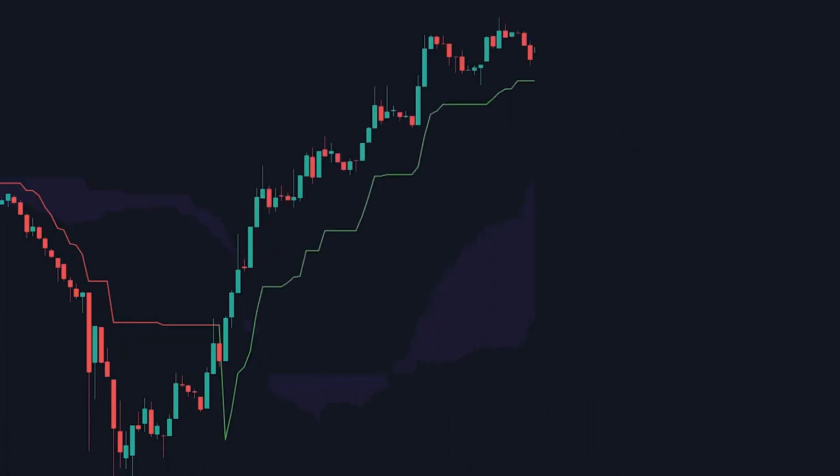So here we entered a trade because the super trend line was green and the price was above the Kumo cloud. The price starts to go up, then heads back down into the Kumo cloud. The moment the price hits that cloud, we exit the trade.